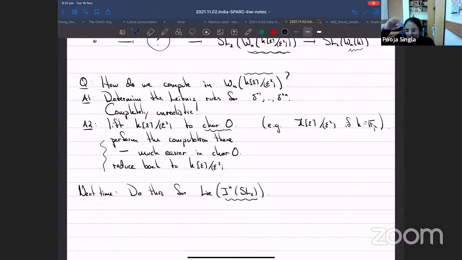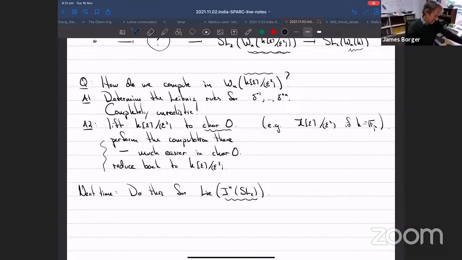Here by lift, you mean you look for a ring that projects onto this ring? Yes, project. I mean, one thing you could do is take the Witt vectors itself of that thing, but sometimes that doesn't help you, but you want to take some approximation maybe.